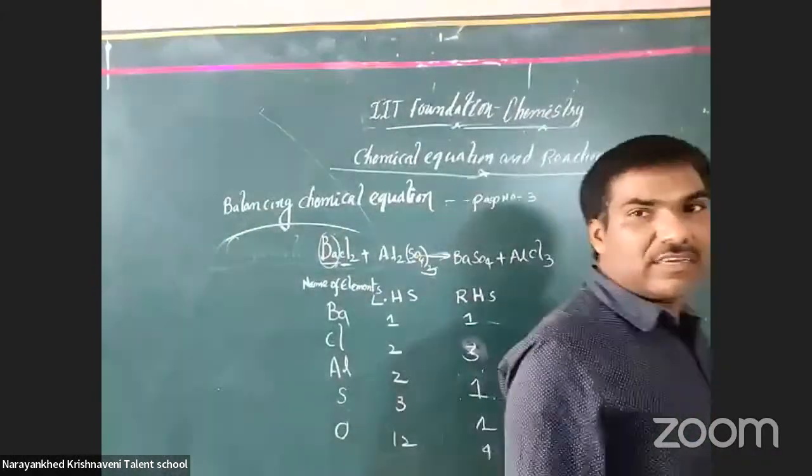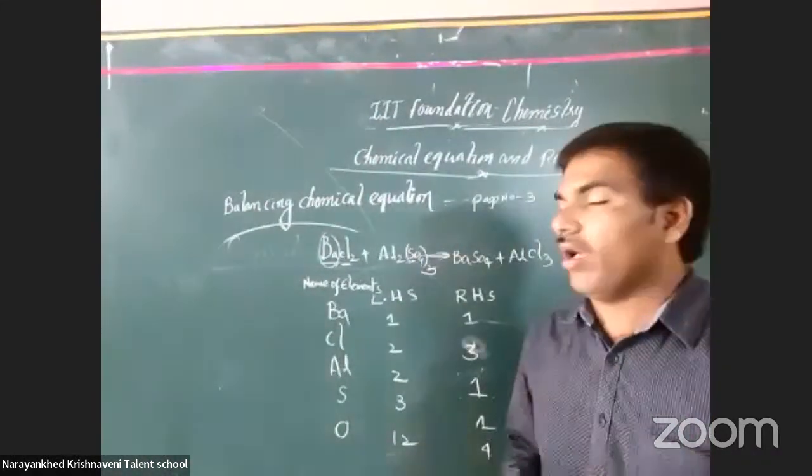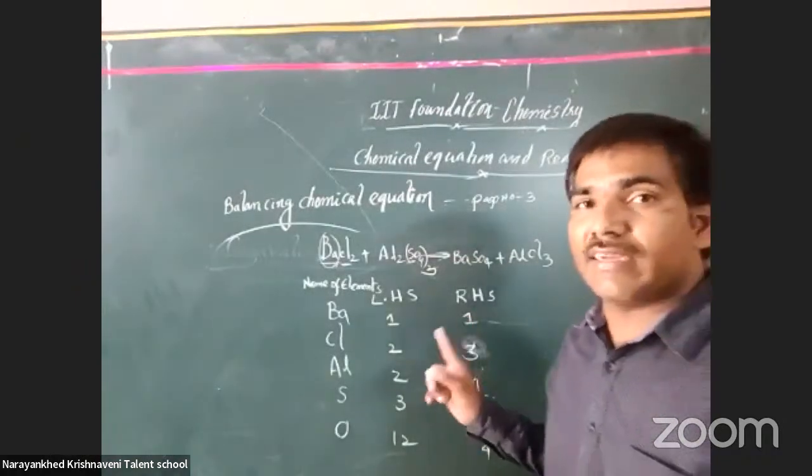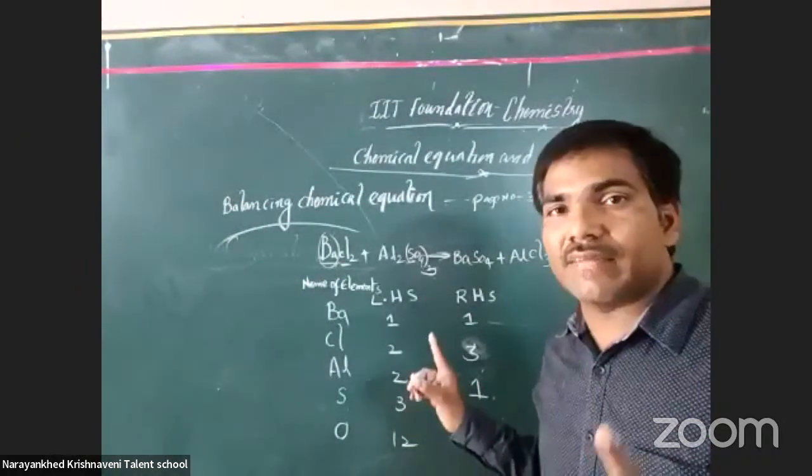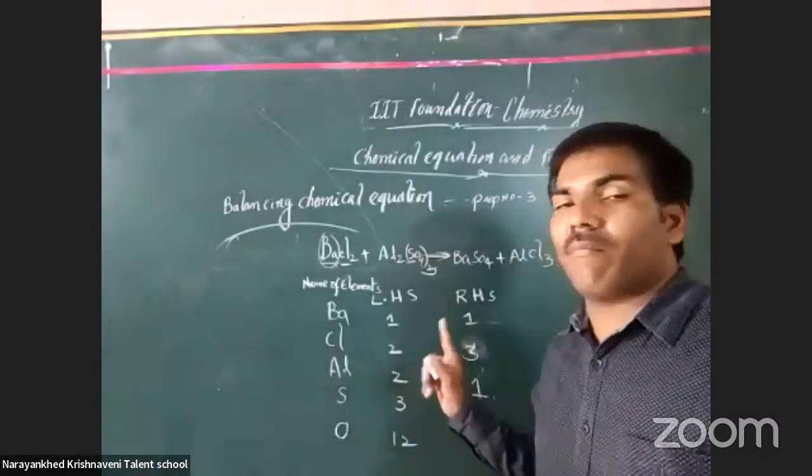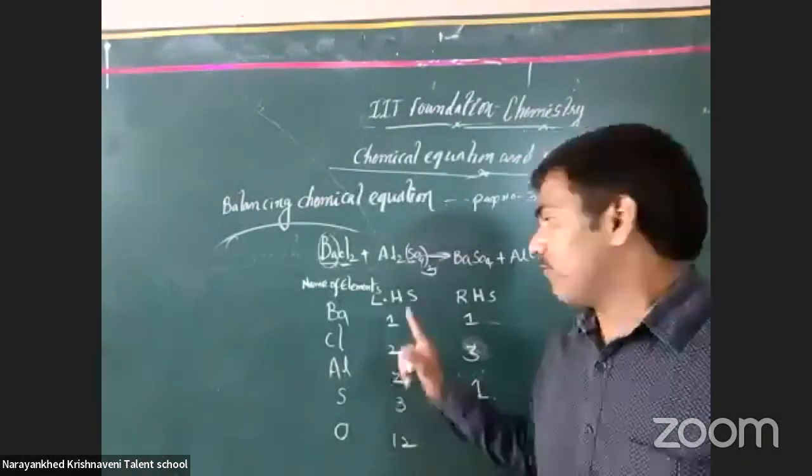This is called a balanced equation. No, it is not called a balanced equation, it is a skeletal equation. It is a skeleton equation. Why do we not call it a balanced equation here?